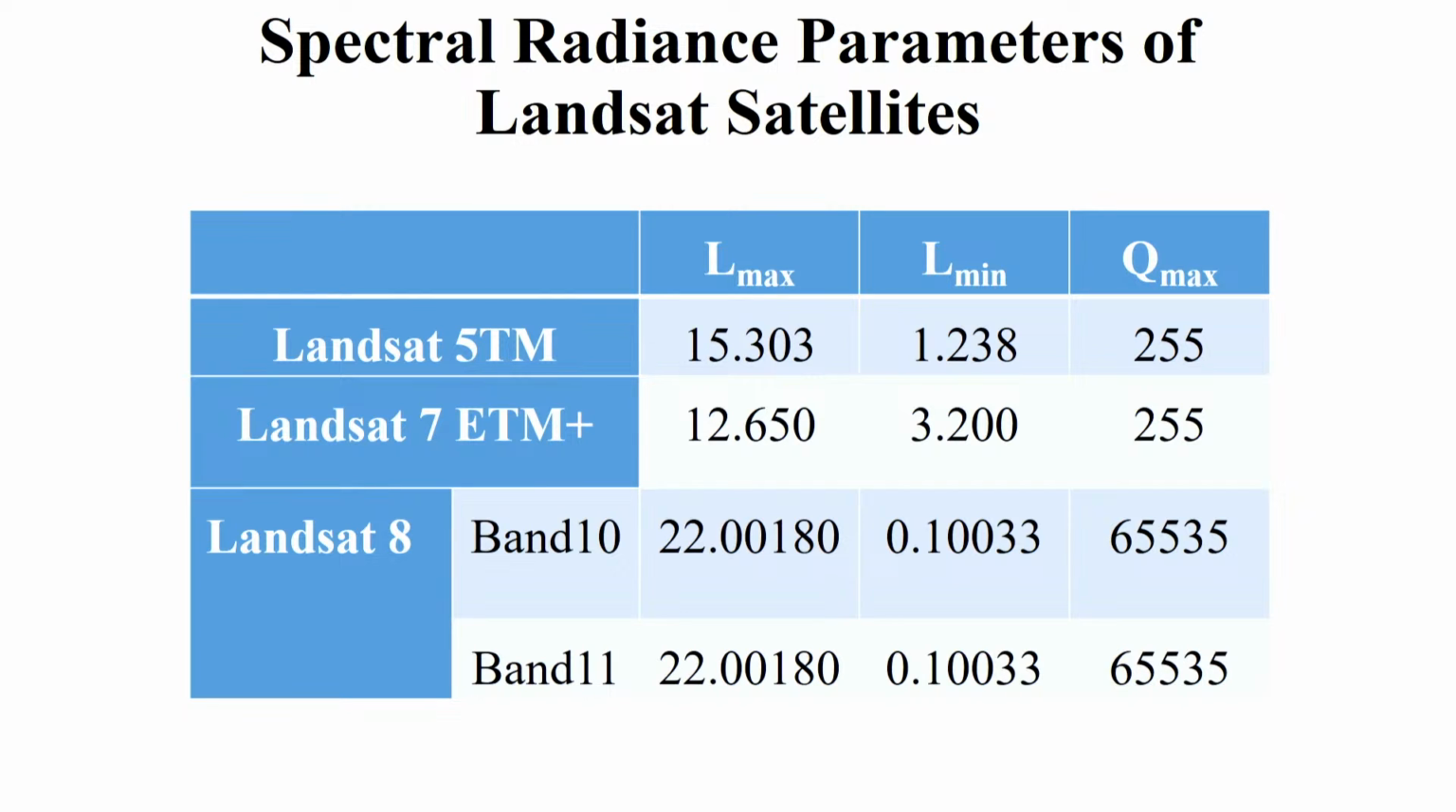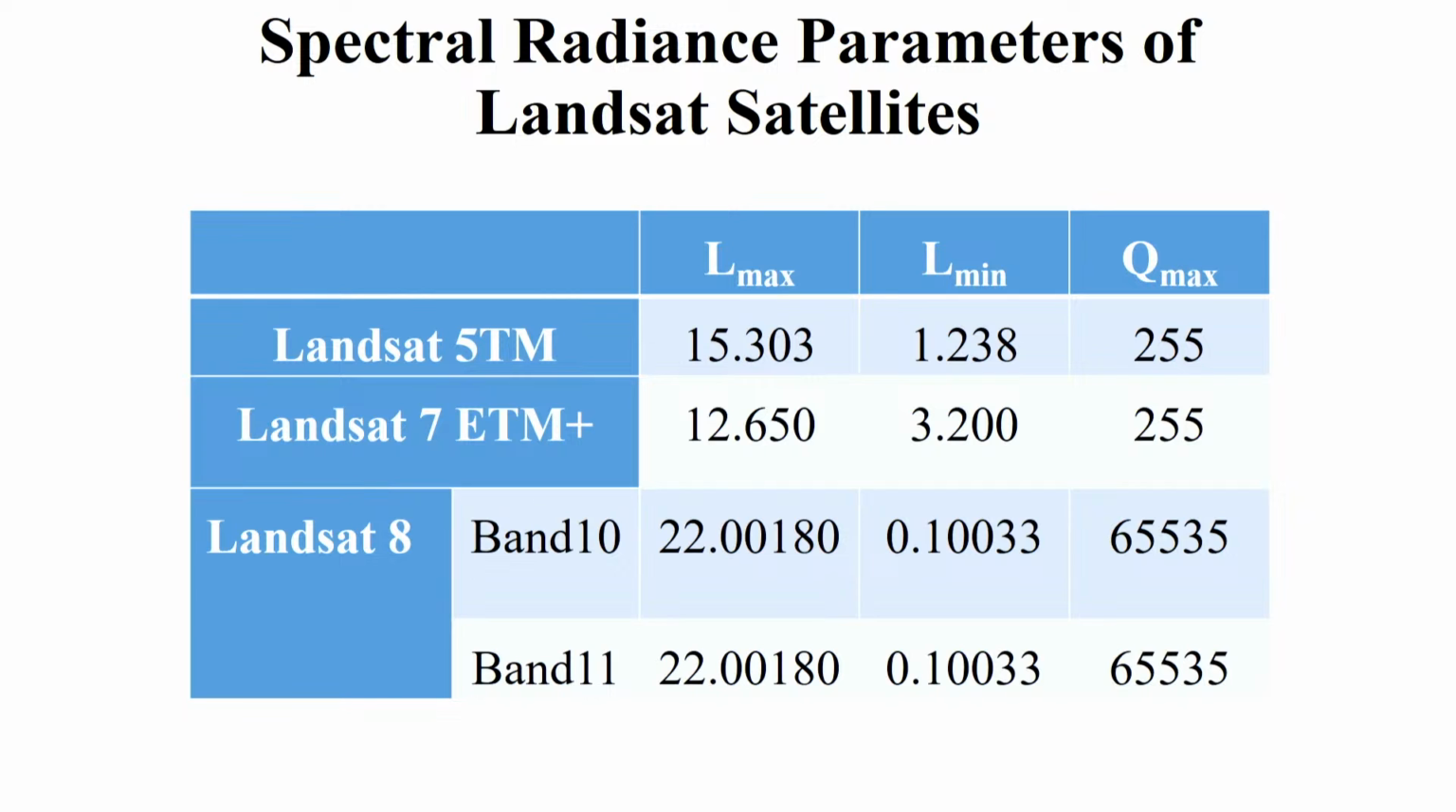Now here you can see the L max and L minimum values for Landsat 5, Landsat 7, and Landsat 8. These are given, for example 15.303, and Q max will be the maximum pixel value in the imagery. For Landsat 5 it is 255, Landsat 7 255, Landsat 8 65,535.